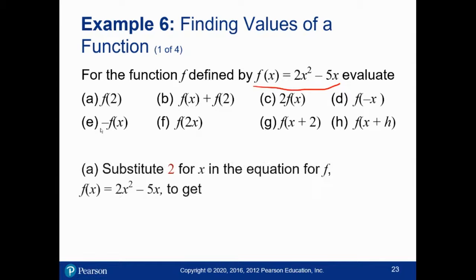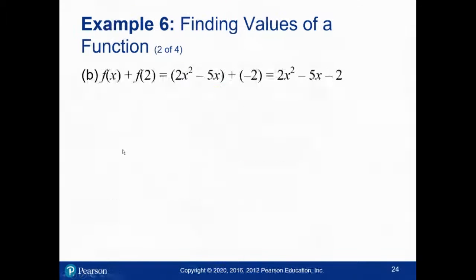Okay, so let's go through the solutions. For the first, all we have to do is substitute 2 in. If you plug in 2 for x, you're just replacing everywhere there's an x with a 2. 2 times 2 squared minus 5 times 2. 2 times 4 minus 10, or negative 2. So what's f of 2? It's negative 2. Next, what's f of x plus f of 2? F of x was given as 2x squared minus 5x, and we just computed that f of 2 is negative 2. F of x plus f of 2 is just 2x squared minus 5x minus 2. Great.